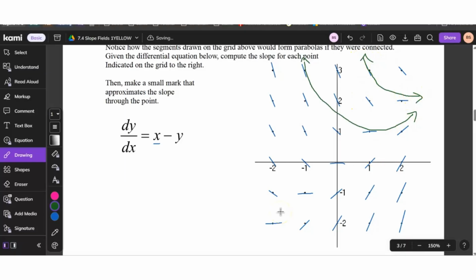So when I ask you to draw one, most likely I'll say draw a particular solution, or draw a particular solution that goes through 0, 1 or something. Okay, I might tell you where to go. But usually I'll just let you draw it, and you can draw it. Okay? Does that kind of make sense, guys? Yes.